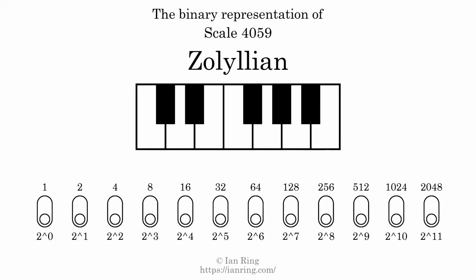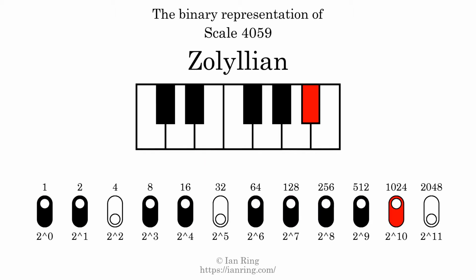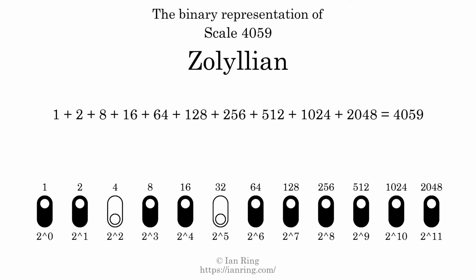The binary representation of this scale is determined by mapping tones of the scale to binary digits. Each binary digit represents a power of 2. To get the scale number, we add the powers of 2 together. The powers of 2 that are present in the scale, all added together, equals 4059. That is why the scale number, in decimal, is 4059.